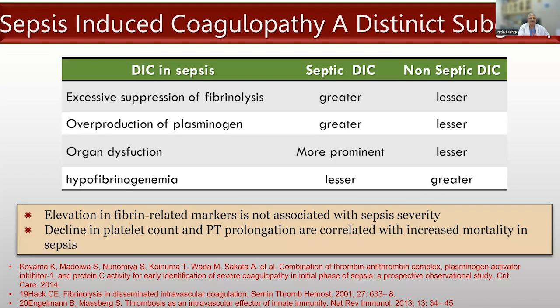So what are the differentiating features of non-septic DIC and septic DIC? Fibrinolysis suppression is greater in septic DIC. Overproduction of plasminogen activator inhibitor is also greater in septic DIC. Organ dysfunction is more, and hypofibrinogenemia is not so common in septic DIC.